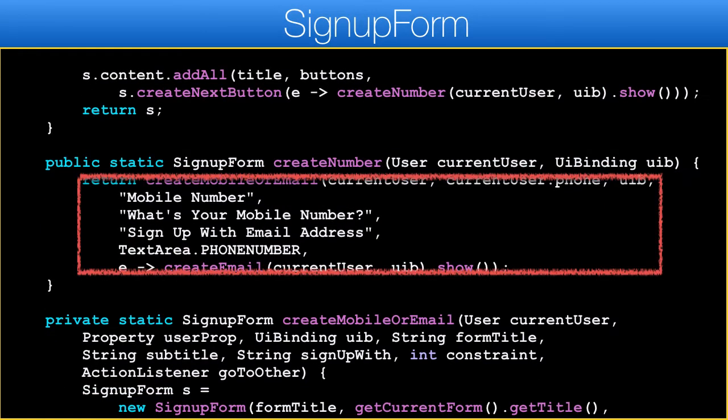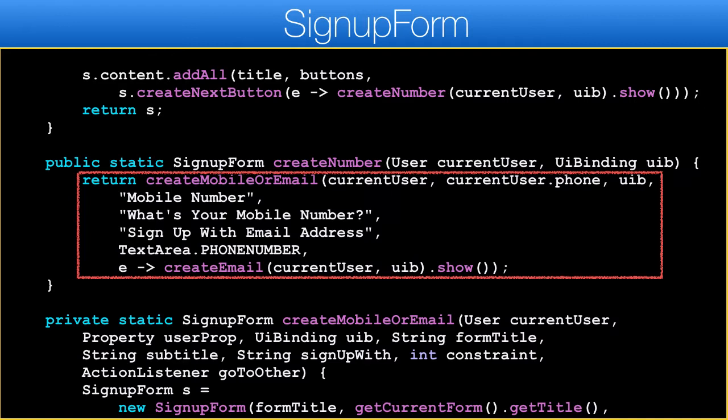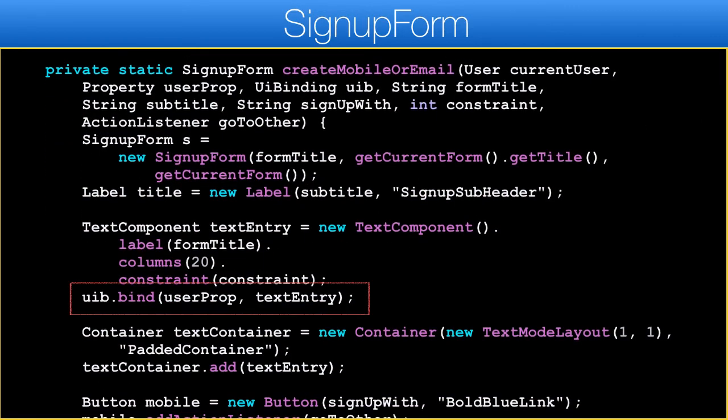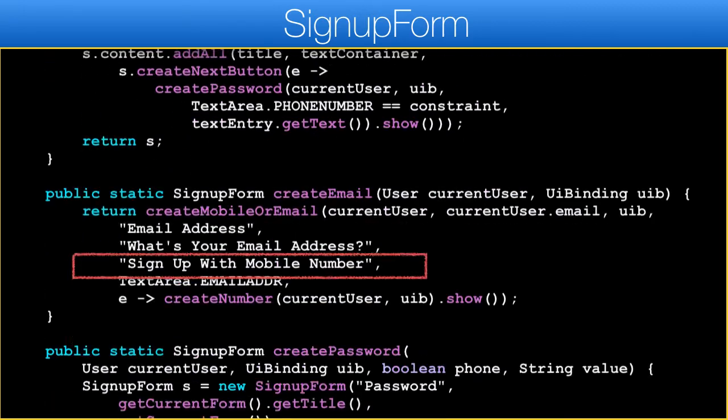The createNumber changes are a bit different because of the symbiotic relationship to the createEmail method. I'll list more of the code, but I'll skip the createEmail method as the changes there are obvious. The change itself is in the createMobile or email method, which is common to createNumber and createEmail. This is the only change in this method. It's right under the declaration of text entry, but in effect it can be anywhere in the method. We bind the property to the text component, both of which are passed as arguments to this method.